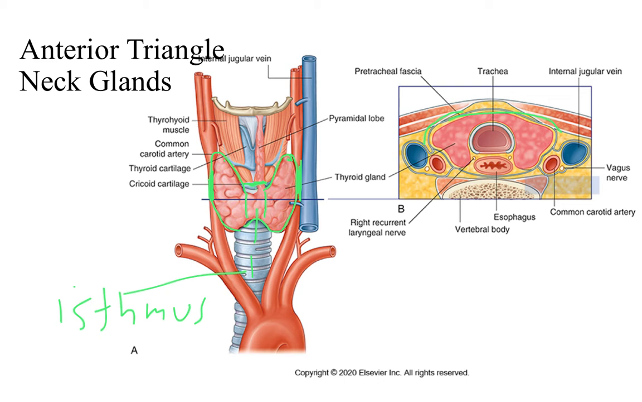And then sometimes you'll see this pyramidal lobe that goes up to the hyoid bone. And it's a variant. You're not going to find it in all of your patients, and you probably won't be able to feel it. It's going to be in about maybe 10 to 25% of patients, or people rather.